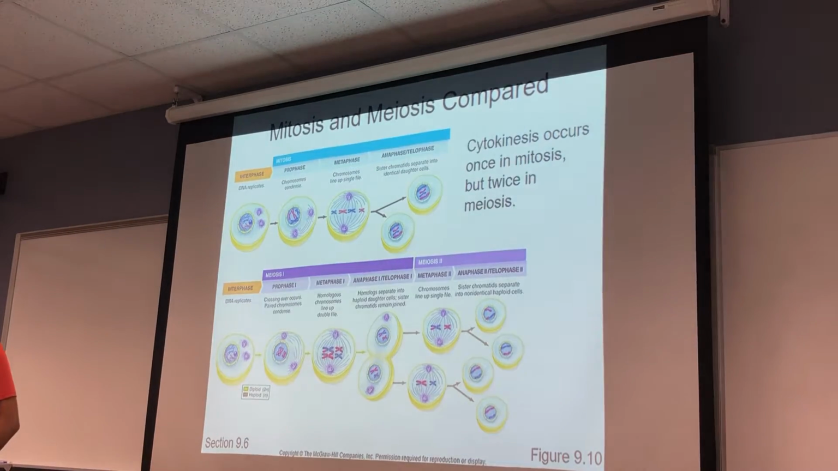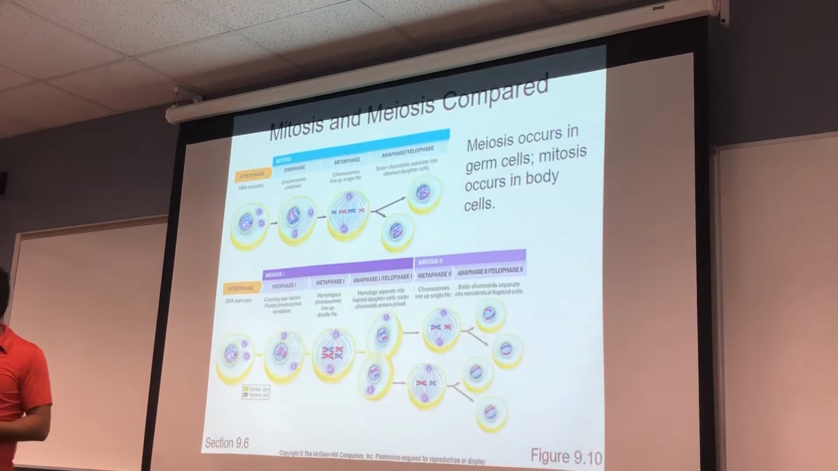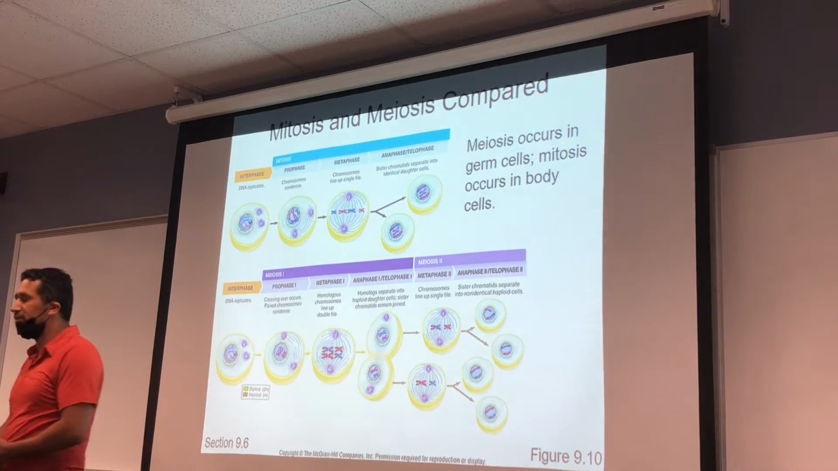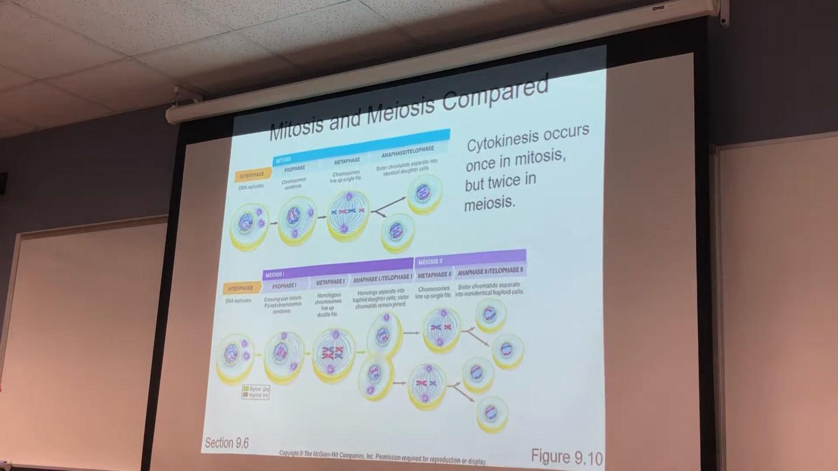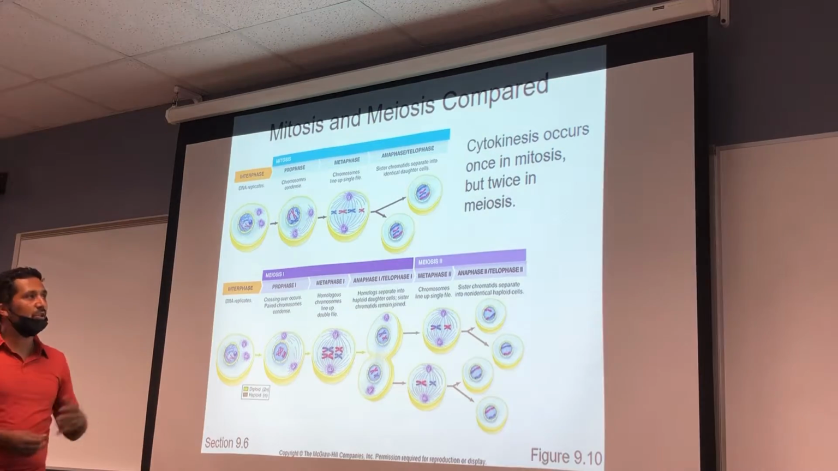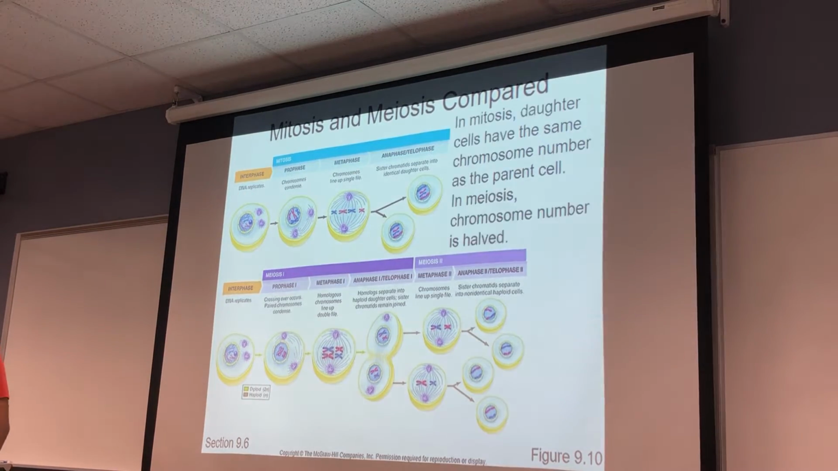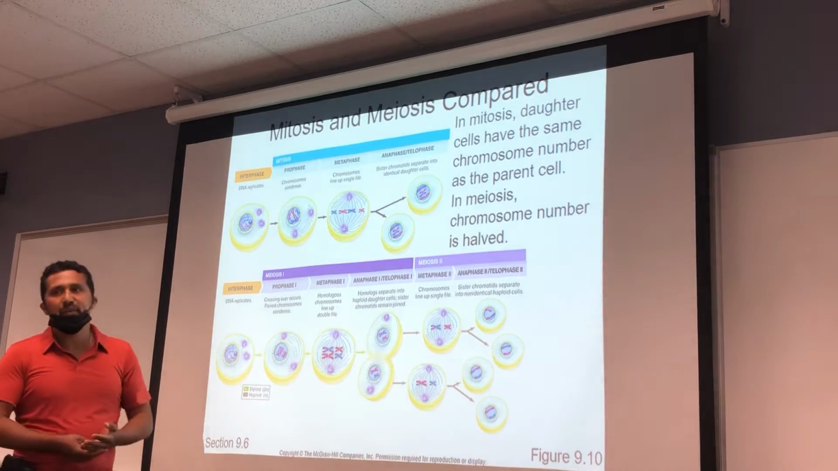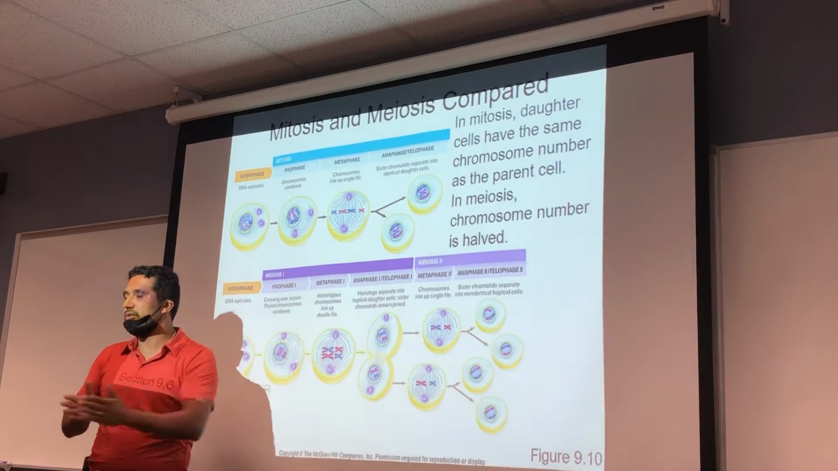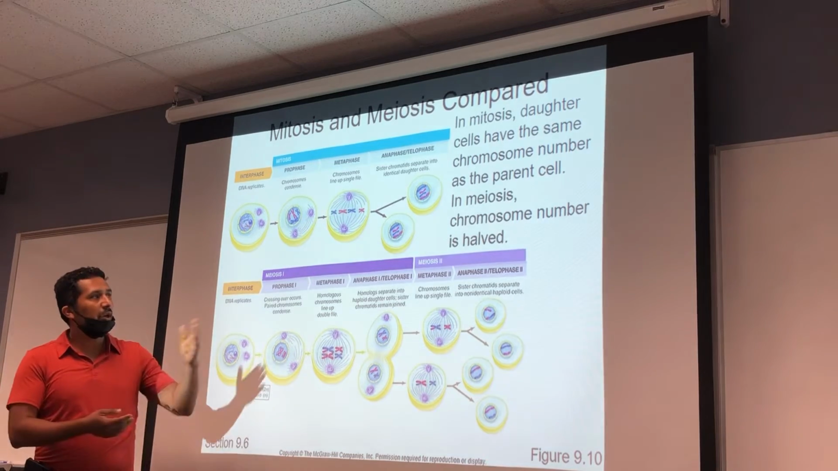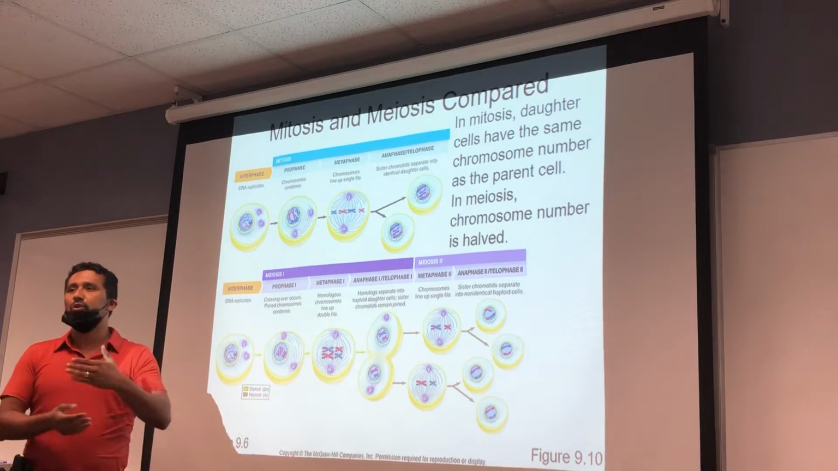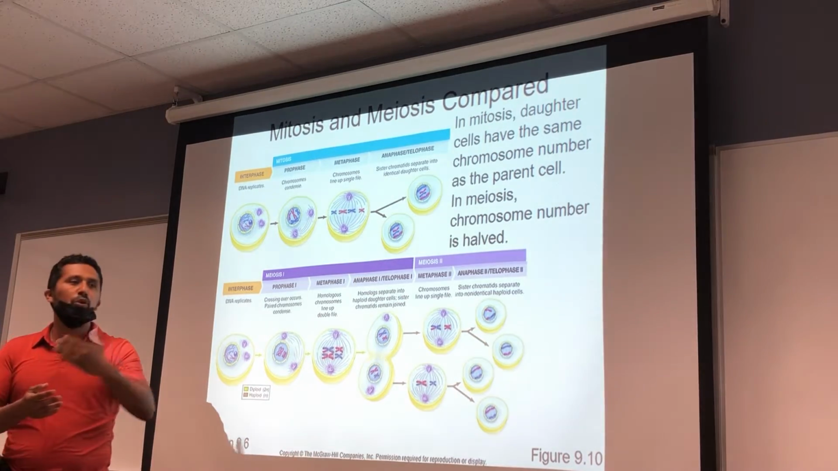What are they? Okay, so here you have meiosis, of course, in germ cells, mitosis, of course, in somatic cells, cells in the body, where you have cytokinesis that occurs once in mitosis, but twice in meiosis. And in mitosis, the daughter cells will have the same chromosome number as the parent cell, so they're genetically identical. It is equational. Whereas in meiosis the chromosome number is going to be half, so it's a reduction. You go from diploid to haploid.